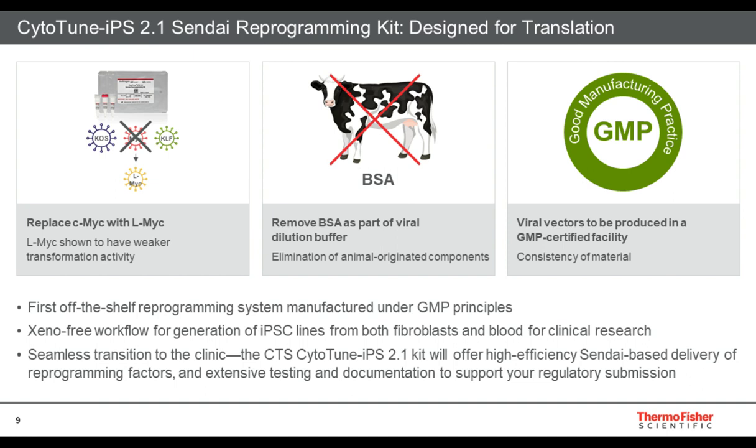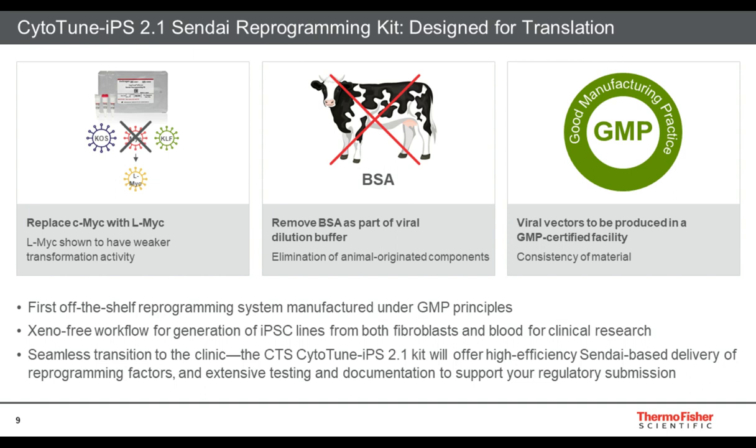One of the things that we did is we replaced the c-MYC with the L-MYC, and the L-MYC is shown to have a weaker transformational activity, so that's giving it a little more safety. Additionally, we removed the BSA because if you have animal components such as BSA, there's a risk of viruses that we can't test for. And so you eliminate some of the risks associated with animal products. Additionally, the viral vectors are produced in a GMP certified facility, making sure that you have consistency of your material.